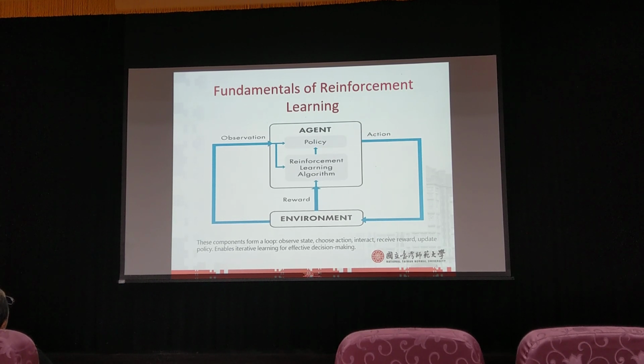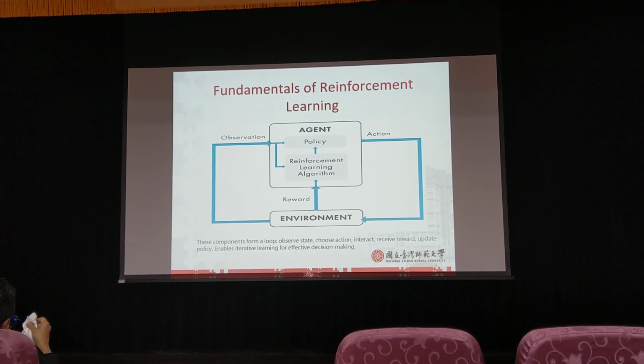And the fundamentals of reinforcement learning. You can see the agent makes the actions, and the environment will give the reward to the agent, and also the observation. So the agent can calculate the policy and make the next action for the reinforcement learning. So these components form a loop: observe, choose action, interact, receive reward, update policy, and enable iterative learning for effective decision making.